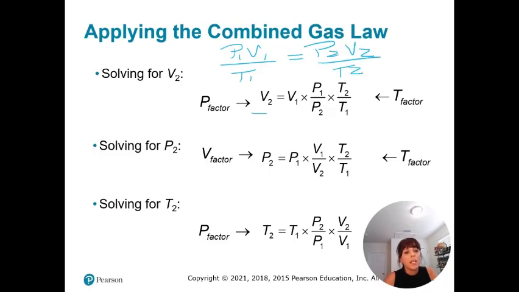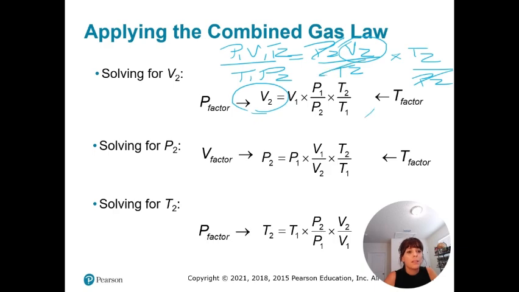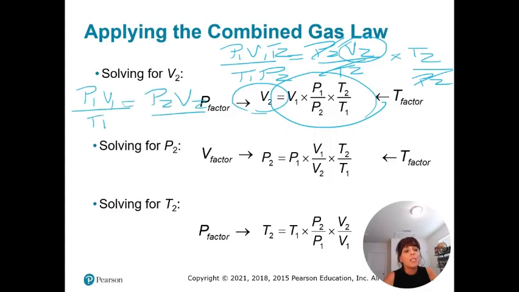If you want to isolate V2, I need to multiply by T2 on both sides and divide by P2 on both sides. This is why I will get this equation over here, and you're going to do this for all the variables that you need to isolate. So since you know the combined gas law, you don't need to memorize all the formulas. You only need to know the combined gas law.